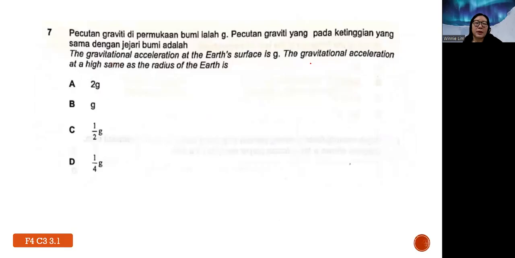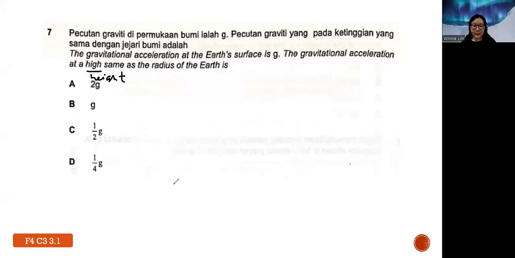Number 7. The gravitational acceleration at Earth's surface is g, and the gravitational acceleration at a height the same as the radius of Earth is how much? Okay, slight correction, the height. So this idea is on gravitation already, Chapter 3, 3.1.